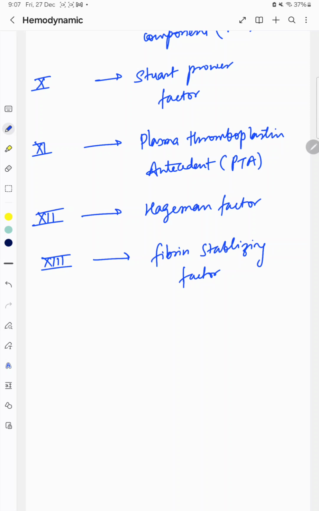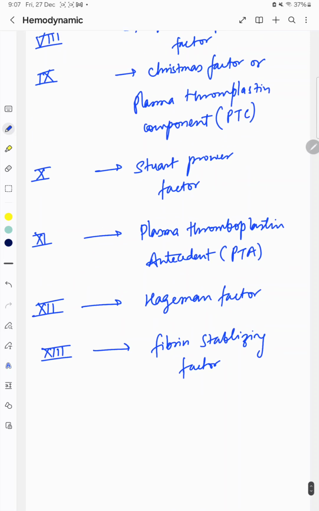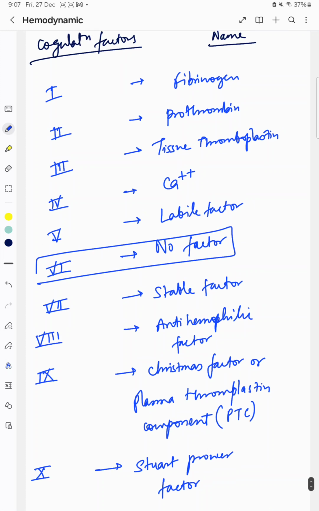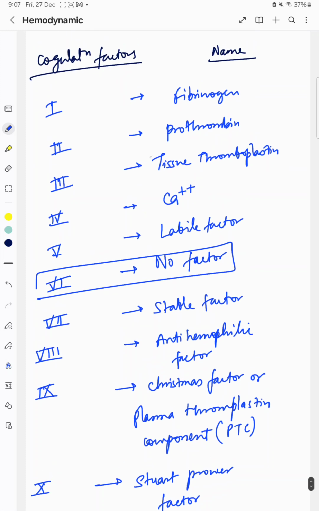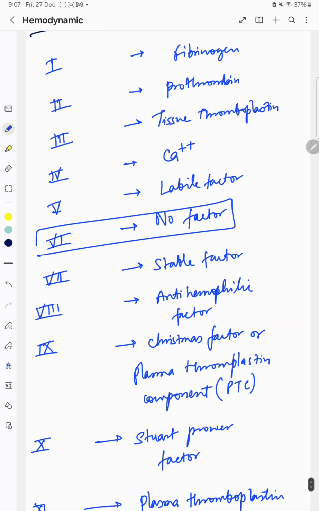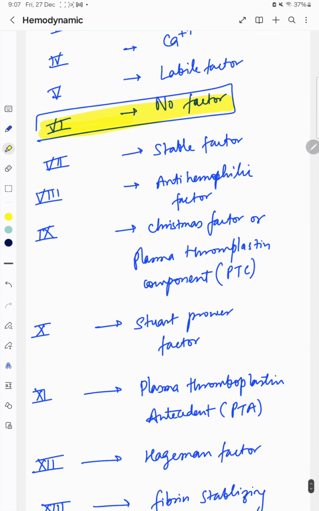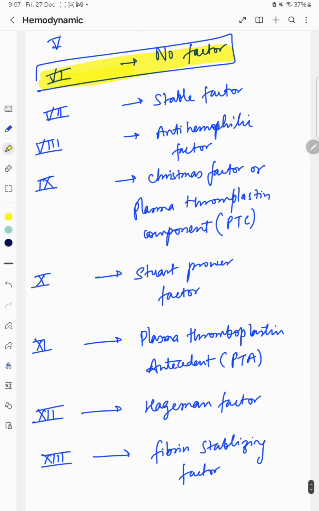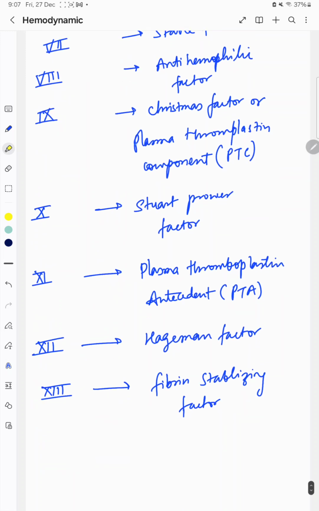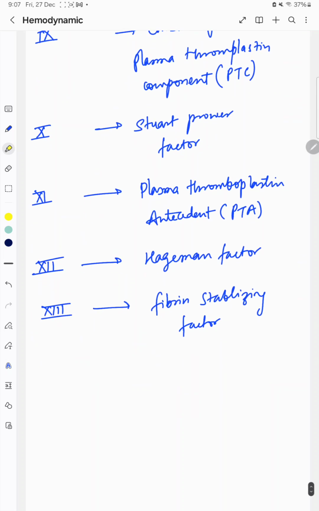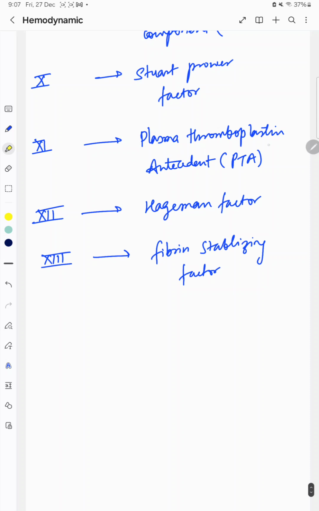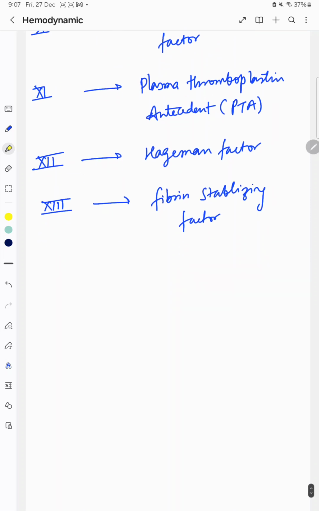So these are 13 coagulation or clotting factors, namely factor 1 is known as fibrinogen, 2 is prothrombin, 3 is tissue thromboplastin, 4 is calcium, 5 is labile factor. There is no clotting factor at number 6. 7 is known as stable factor, 8 anti-hemophilic factor, 9 is Christmas factor or plasma thromboplastin component, 10 is Stewart-Prower factor, 11 is plasma thromboplastin antecedent, 12 Hageman factor, 13 is fibrin stabilizing factor.